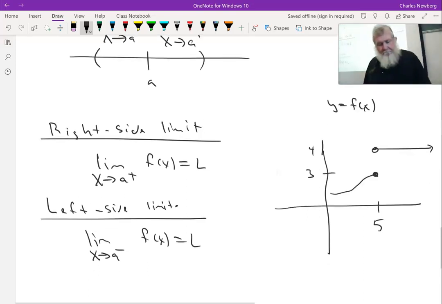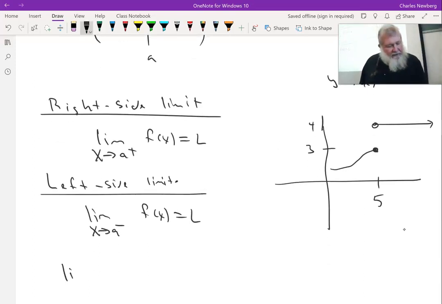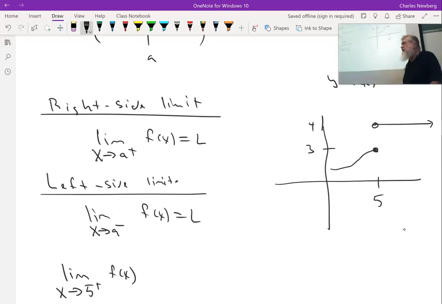Okay. So let's look at the following limits. Let's look at the limit as x approaches 5 from the positive side of f of x. So we've got to come into 5 from the positive side. So the positive side means what? Out here. Remember, that's off to positive infinity.